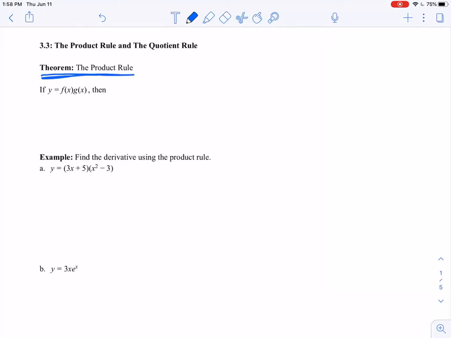So we talked in, I want to say it was section 2.5, about ways to get around multiplication, and here we go a little bit further into that. If we're multiplying two functions, how do we take the derivative? So if we have f of x times g of x, then y prime, the derivative of this, is f prime of x times g of x plus f of x times g prime of x.